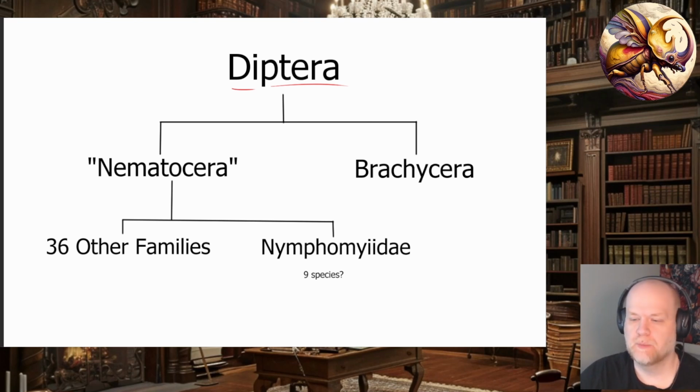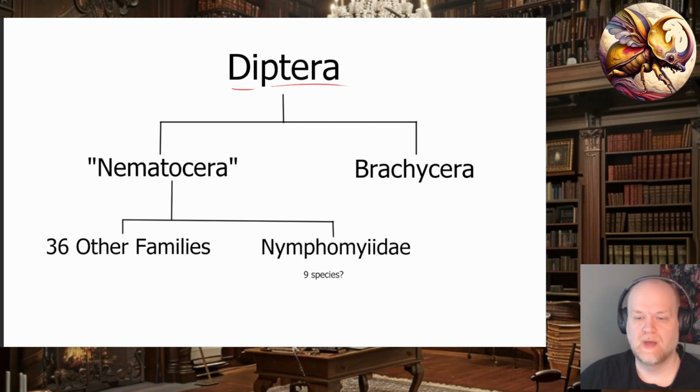Adults tend to have sucking mouthparts. The larvae tend to be what we call maggots: soft, fleshy, with very few features. They tend not to have a lot of sclerotized parts. There's roughly 160 families of Diptera and something crazy like 150,000 species. So it's a very, very large group.